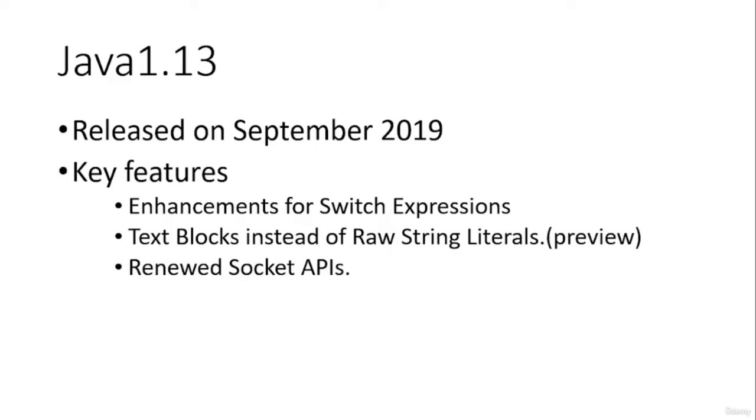Next thing is text blocks. Text blocks allow us to write multiple lines of string literals in Java. So if we have a string literal of more than one line, we can use text blocks to represent it. Next thing which is introduced is renewed socket APIs. The socket for client communication was enhanced in this version of Java.